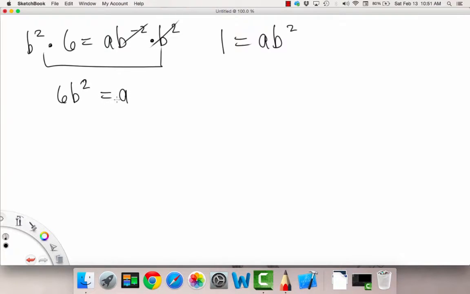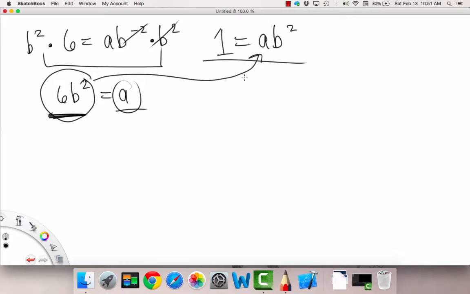What was the point in doing that? Why did I want to get a by itself? So that we could substitute this side in for the a on this secondary equation. I'm going to take all of this, which is equal to a, and plug it in for the a spot. Now we have 1 is equal to 6b squared, times the b squared that was already there. See how we reduced this problem to a single variable equation? Now it's easier to work with, and we know how to solve for b here.